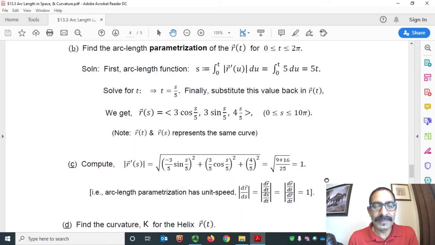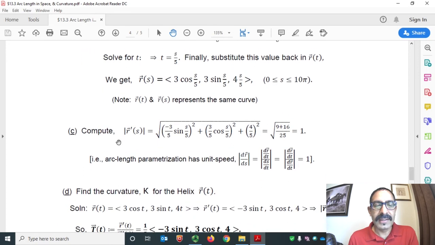Now let's move on. Next, in part C, let's find the magnitude of the derivative of r with respect to s. I mentioned earlier this always turns out to be 1. Let's verify. The derivative of 3 cosine of s over 5: the 3 is a constant, so it stays as it is. The derivative of cosine gives you minus sine of s over 5, and by the chain rule, times 1 over 5, which is here.